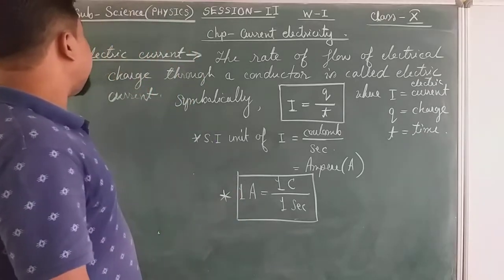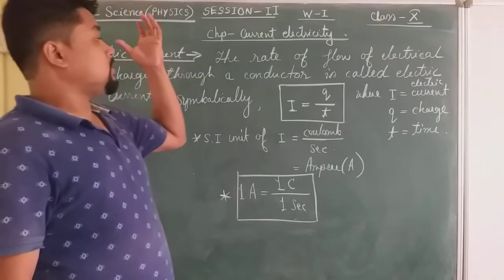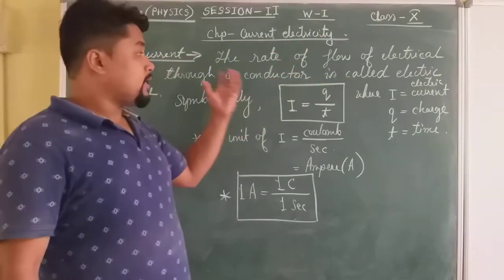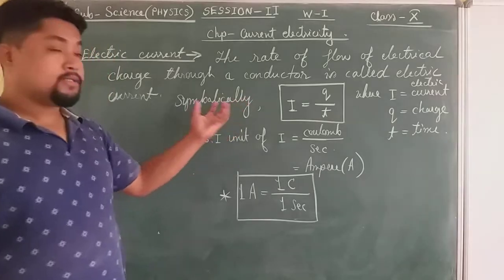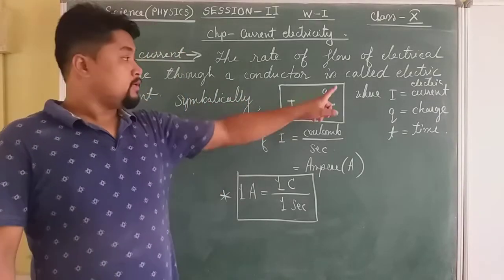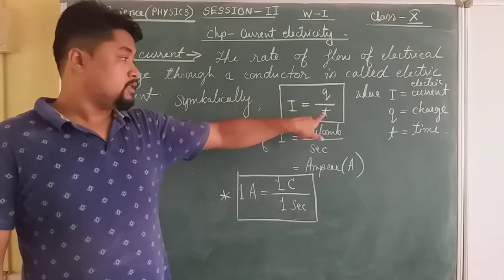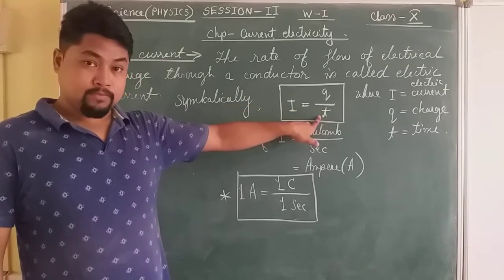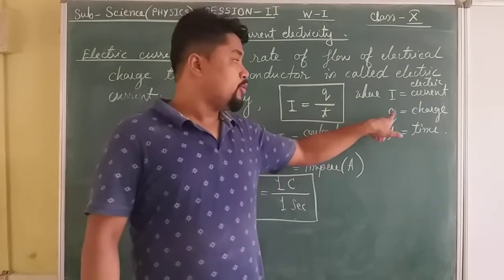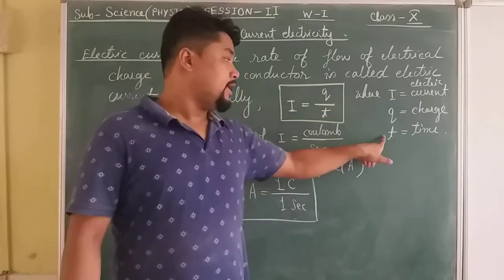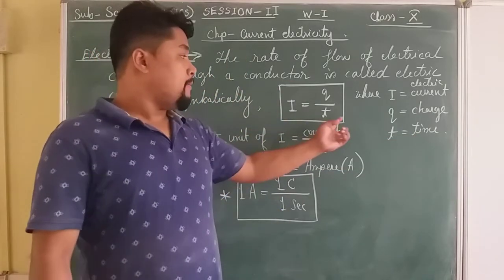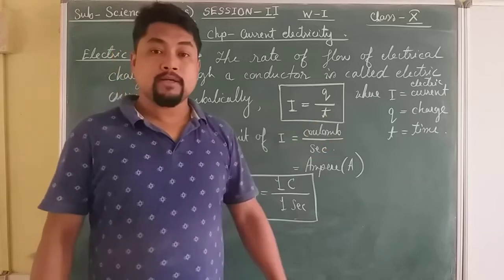So, what is electric current? The rate of flow of electrical charge through a conductor is called electric current. Symbolically, I is equal to charge divided by time, where I is electric current, Q is charge and T is time. This is the mathematical formula of electric current.